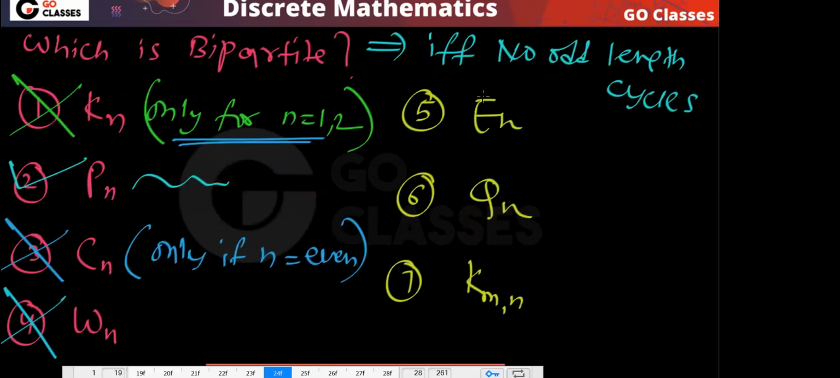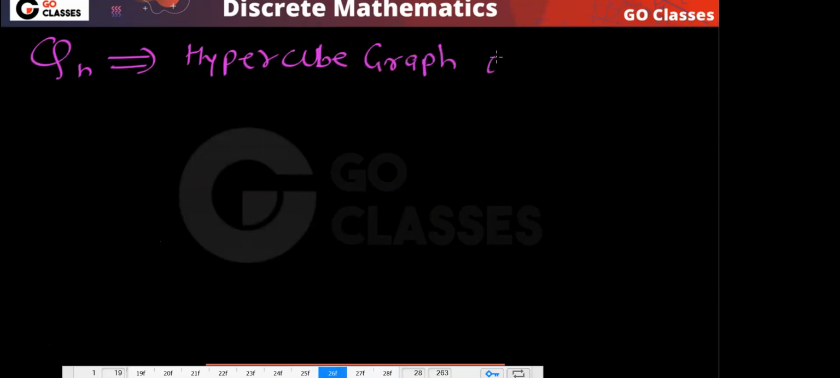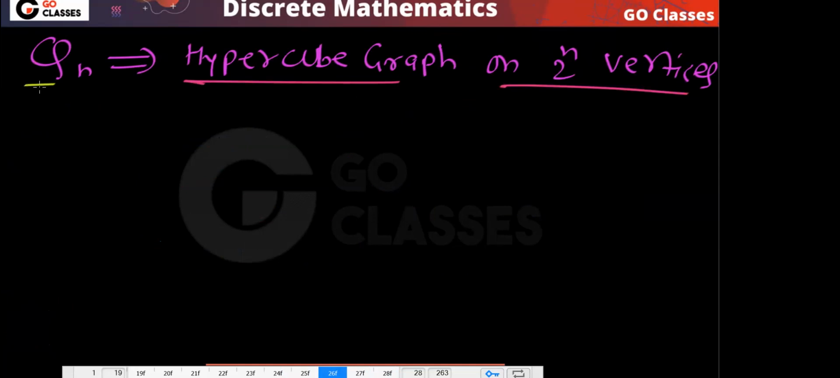What about En? This is bipartite. What about Km,n? This is your complete bipartite graph, so it is bipartite. And this hypercube is also bipartite. Why? What is the reason? Let us see this Qn. What is this Qn? This is your hypercube graph on 2^n vertices. Now, this hypercube graph on 2^n vertices is actually bipartite.